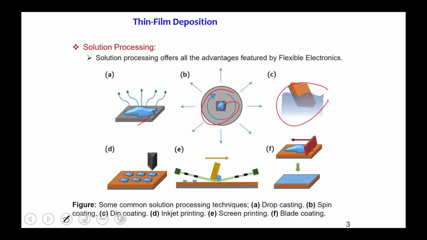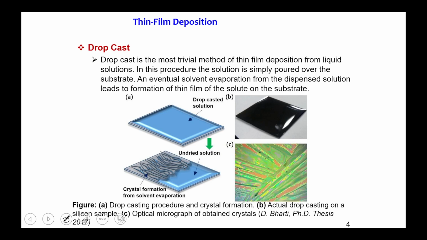Another, the third, is inkjet printing. Like that we have the printer, and the material will be deposited on the substrate. We have some cartridge system like that. We fill our material into it, and in whichever area we want to print, we deposit in that area through inkjet printing. So this is the drop cast of the film.